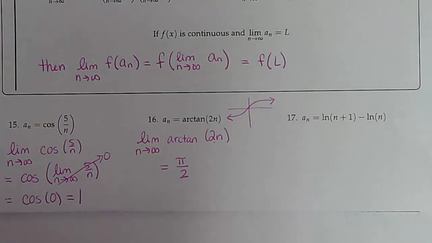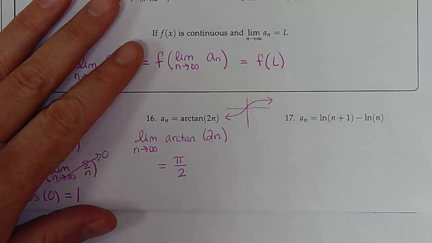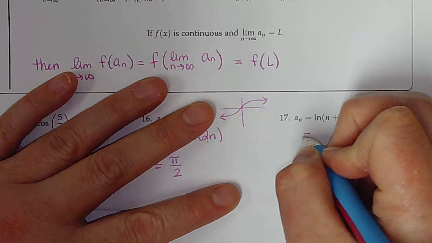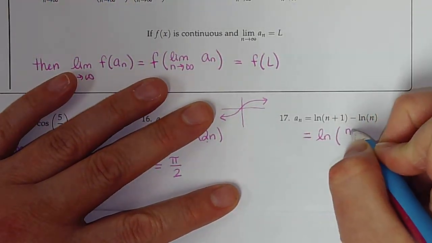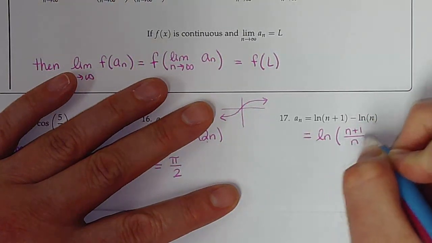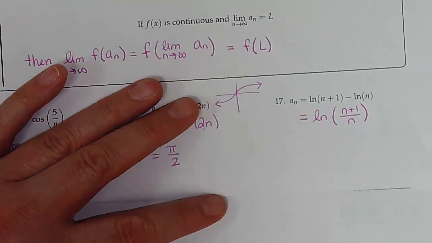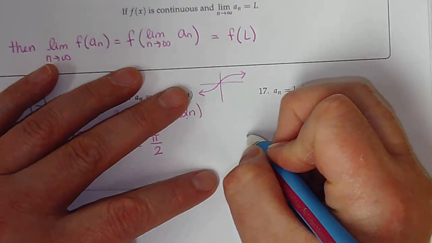All right, and then this last one, I have ln of n plus 1 minus ln of n. In order to do this one, I'm actually going to use the law of logs to combine this. Since there's a subtraction sign there, this is really ln of (n plus 1) over n. Okay, so we use those log laws to combine, and now I can apply the limit.